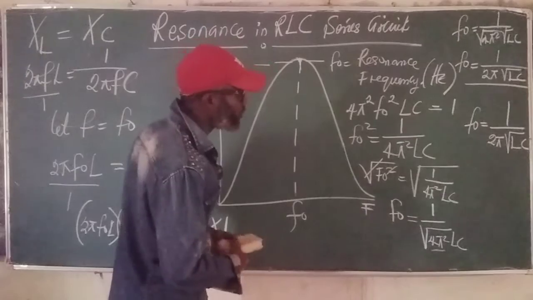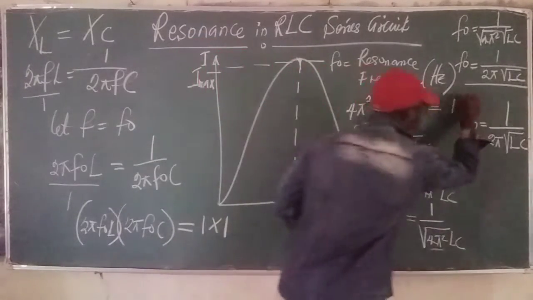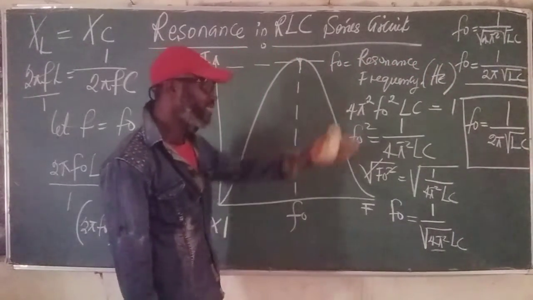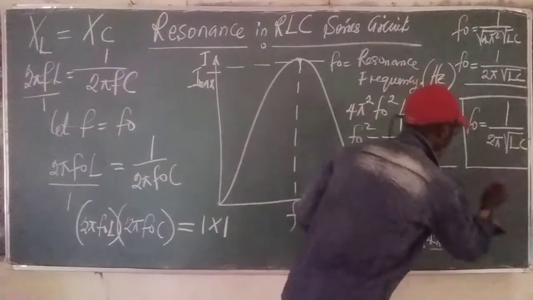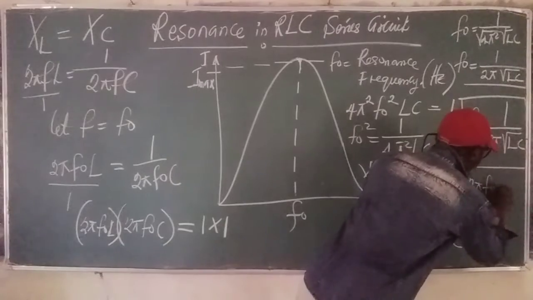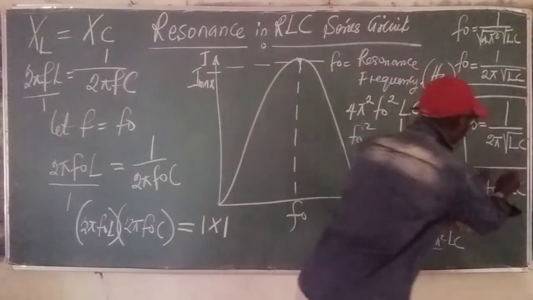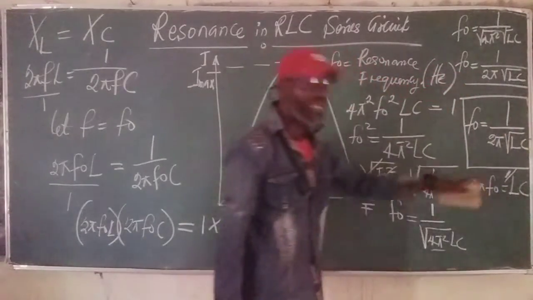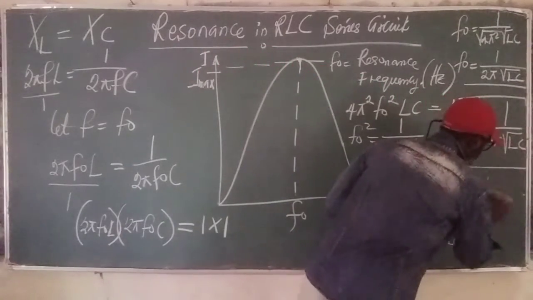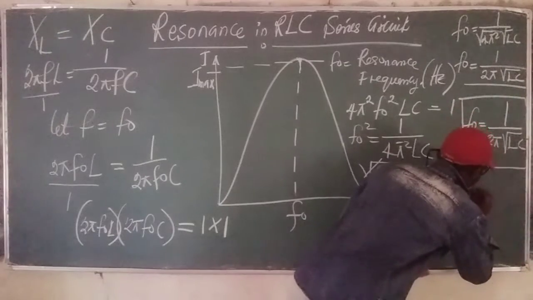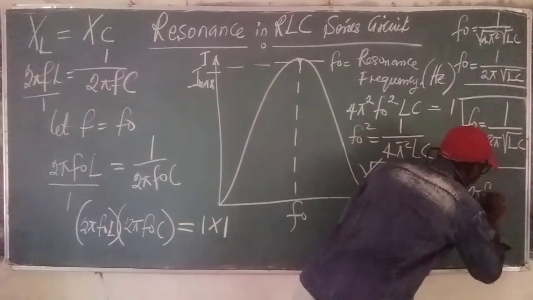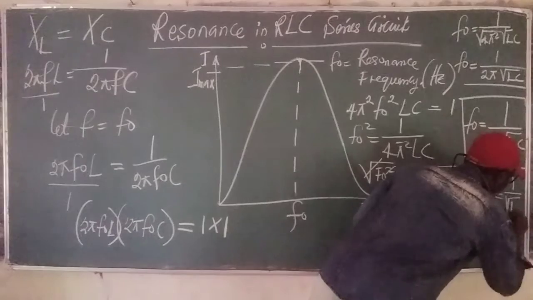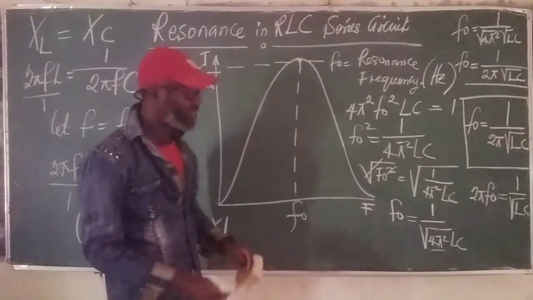So we have found this. This is absolutely interesting. Look at it. We can go on and explain further that 2 pi F naught is also equivalent to 1 over root LC. We can rewrite that, we can put it in that form: 2 pi F naught is equal to 1 all over root LC. Nothing is wrong with that.